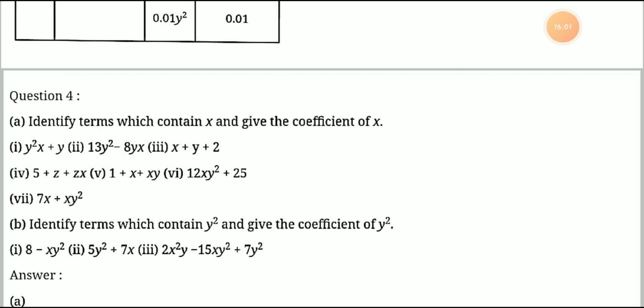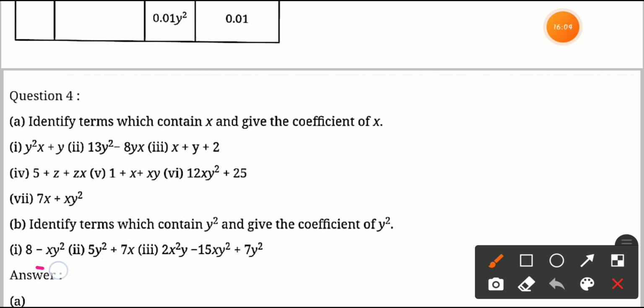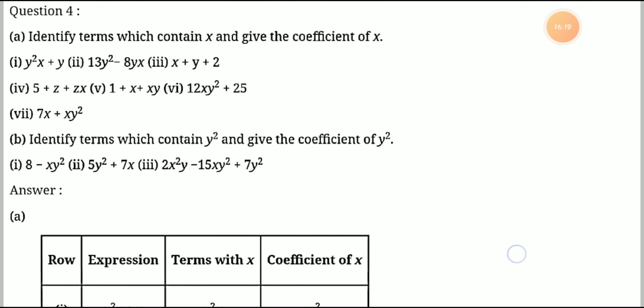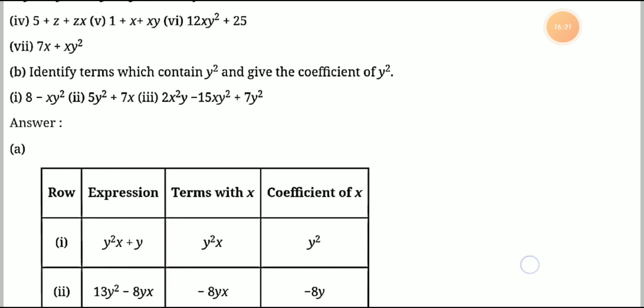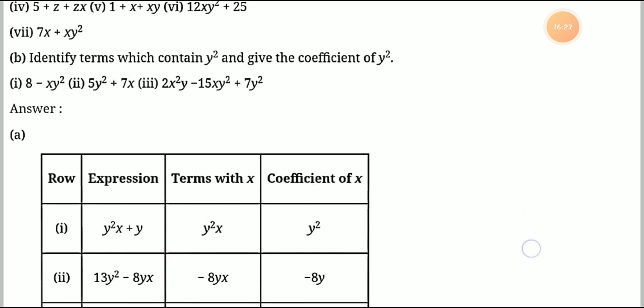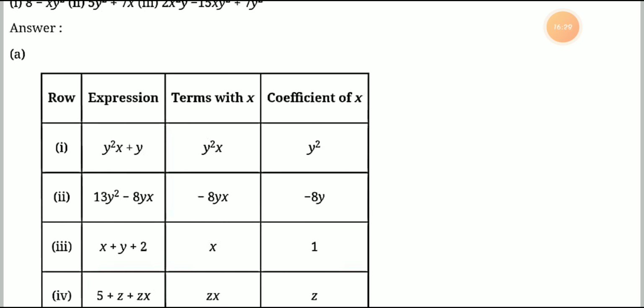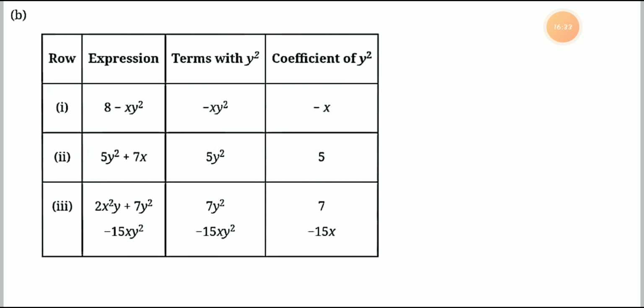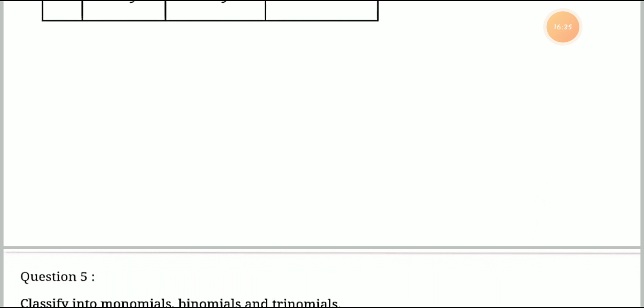Here as a hint I am going to show you. This is the term which contains only y square. This is the term, this is the term, and this is the only term. Okay. And let's see the way of doing this question in the copy. You have to make a table like this and write the terms which contain x and second, what are the coefficients of x. And the second part like this. That is very easy.